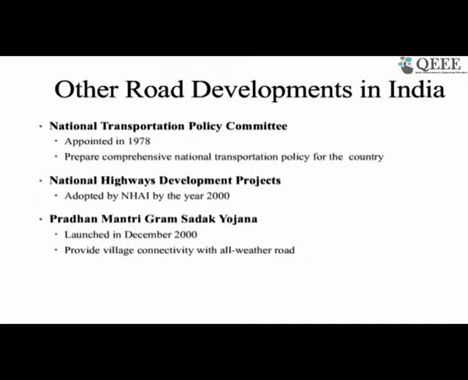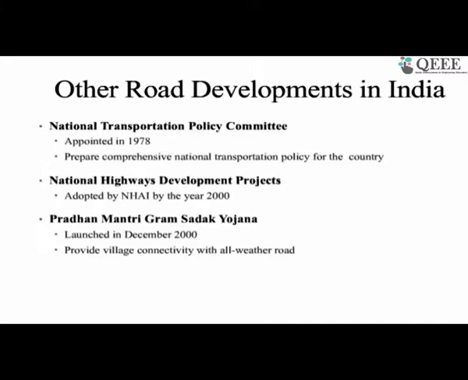Some other road developments are the National Transportation Policy Committee, which was appointed in 1978 to review all the development that is happening and to look through the 20-year plans and so forth. And also the National Highway Development Projects, NHDP. There are NHDP 1 and NHDP 2, through which the funding is sourced for highway development.